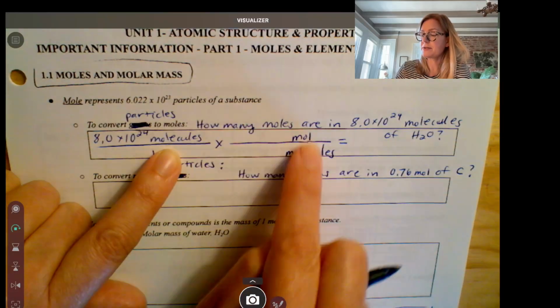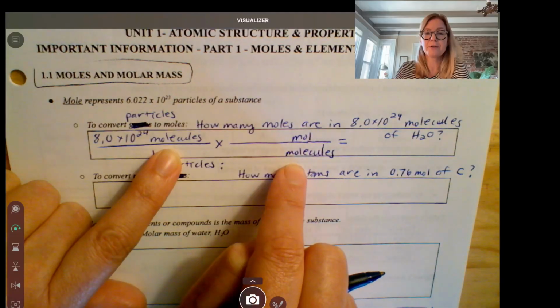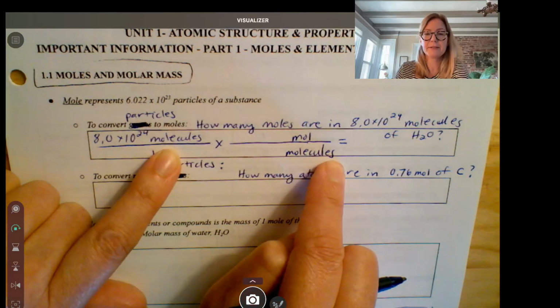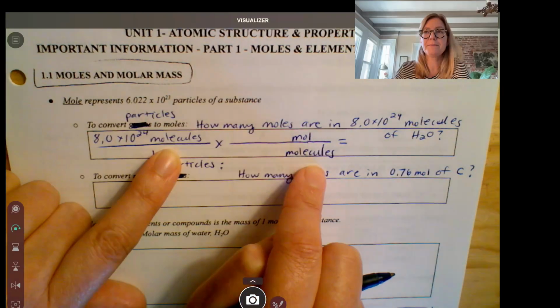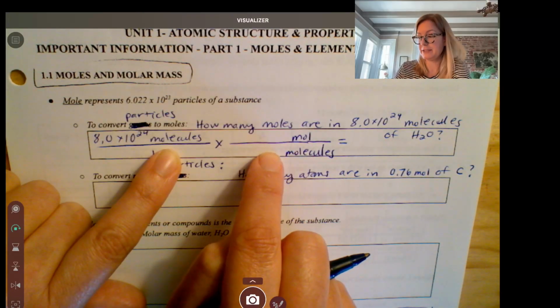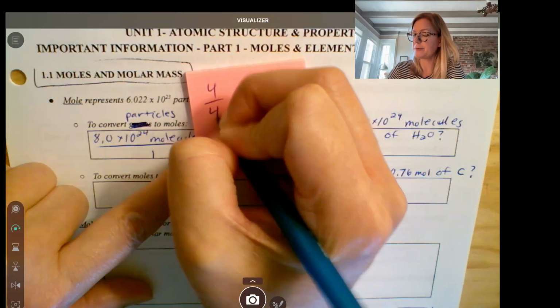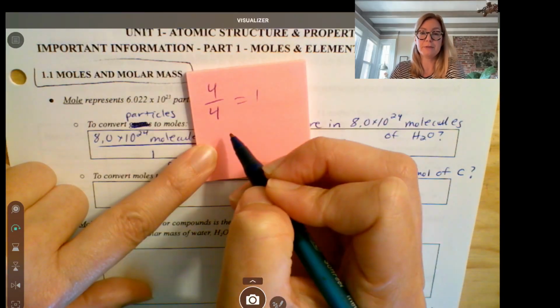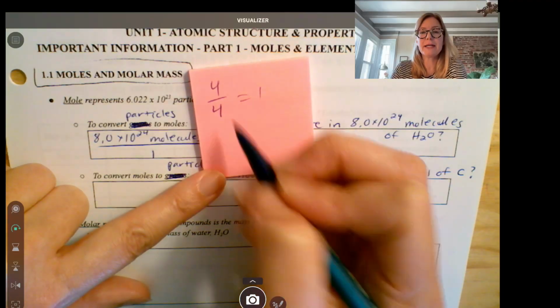And this factor is called a conversion factor. We're using this to convert from molecules, to get rid of molecules and get to moles. Conversion factors need to be equal to 1, which means the top and bottom need to be equivalent. So we know a fraction like 4 over 4 is equal to 1 because the top and bottom are equivalent.